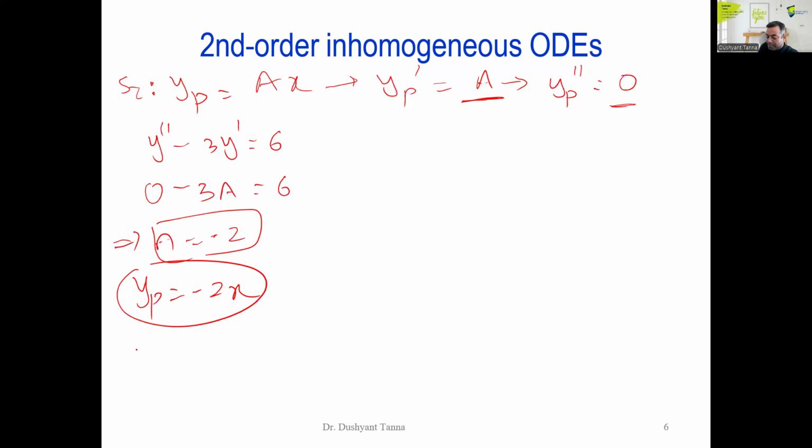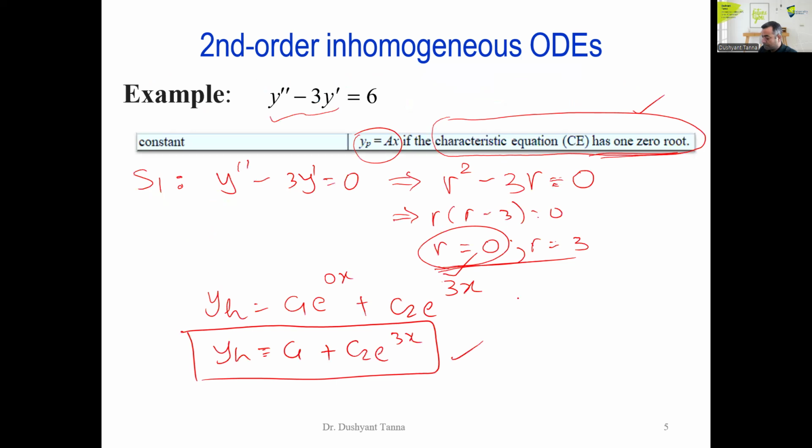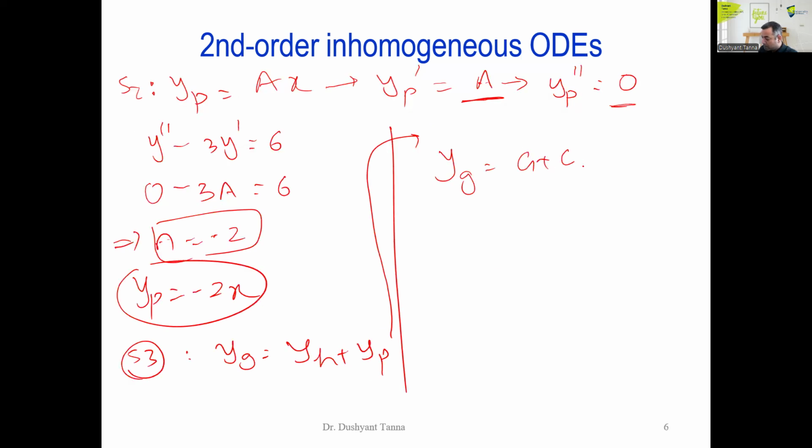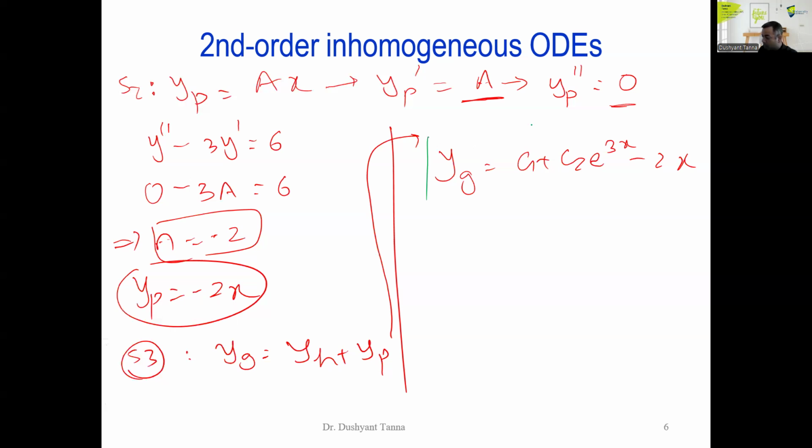Right? And finally, step 3, which is the general solution yg. It is yh plus yp, which I'll do it here. YG, YH. If you don't remember, go back. This is your YH. C1 plus C2 e raised to 3x plus, sorry, it's a minus, so we'll keep the minus 2x. This is my final YG or the general solution.